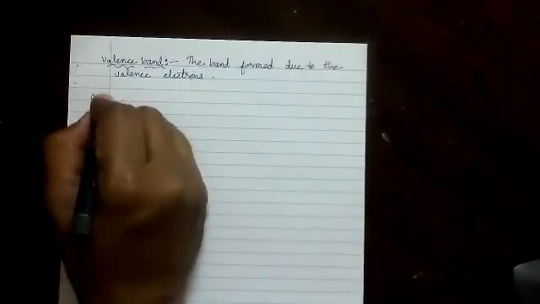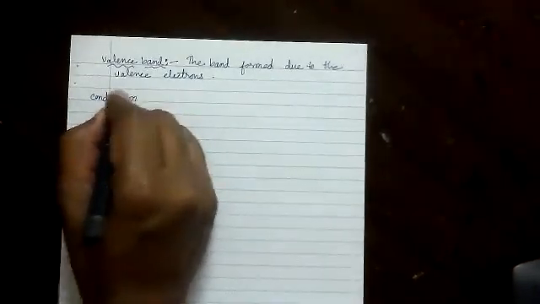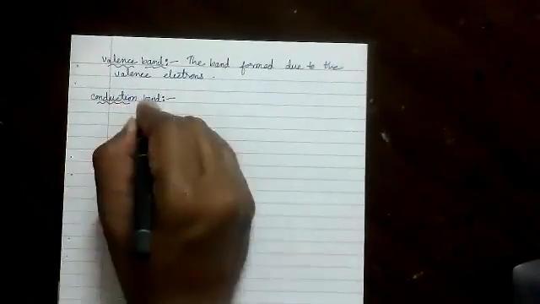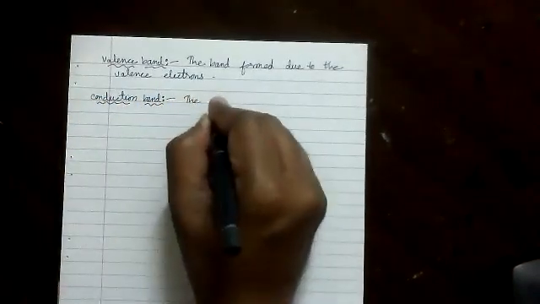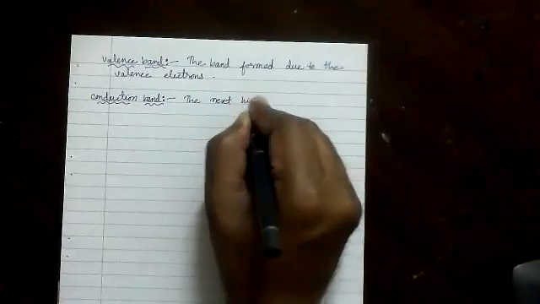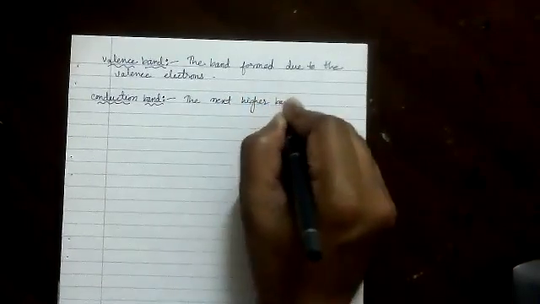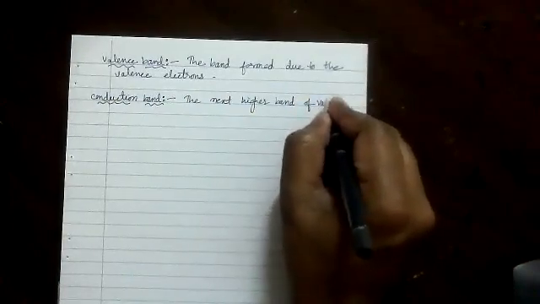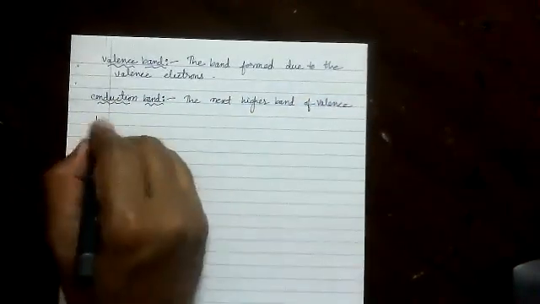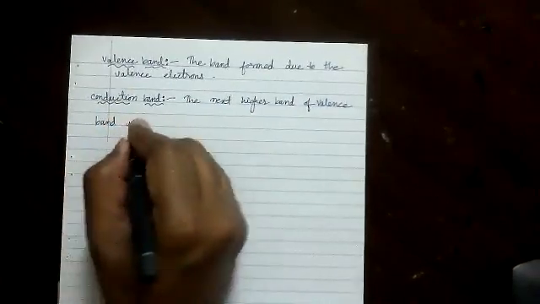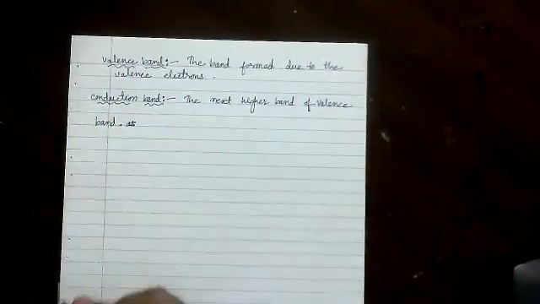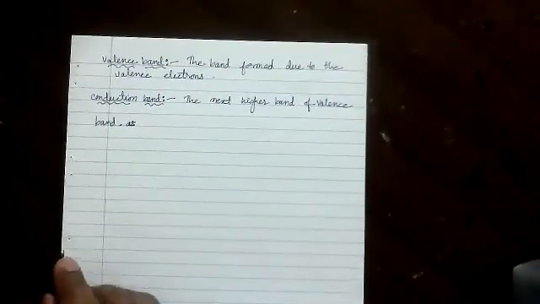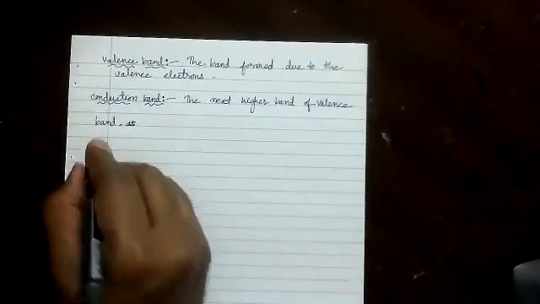Next is conduction band. The next higher band of valence band is conduction band. Okay. So if the current has to flow, the electron has to come to the conduction band. Okay, next one is what?